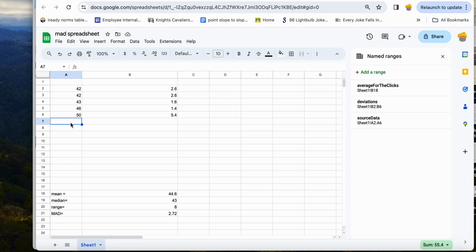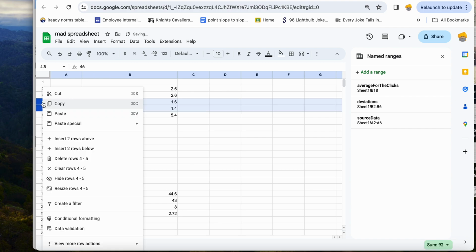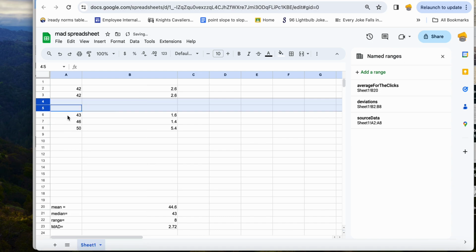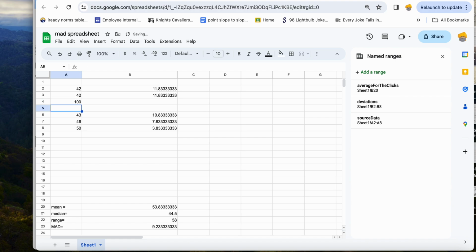Now, if I add something here, your mean is 46. Let's say I did 100 clicks. Nothing happened down here, right? So I added data, but nothing happened. But let's try it if we add a couple in between, insert 2 rows above. Let's look at what happens at 44.6 if I put 100 in there. Look at how the data changed, right?